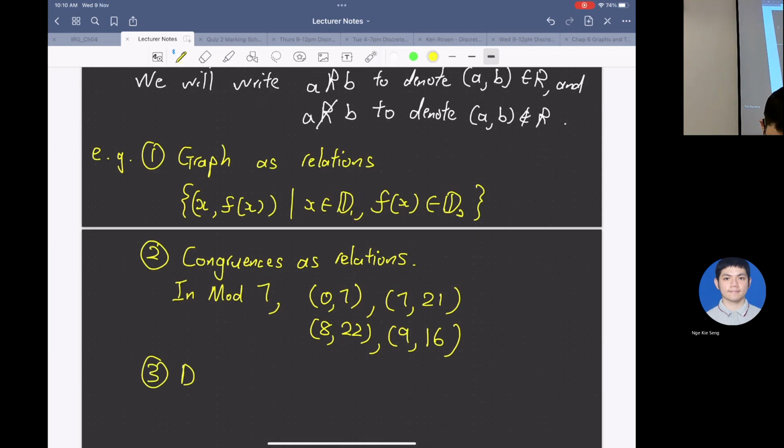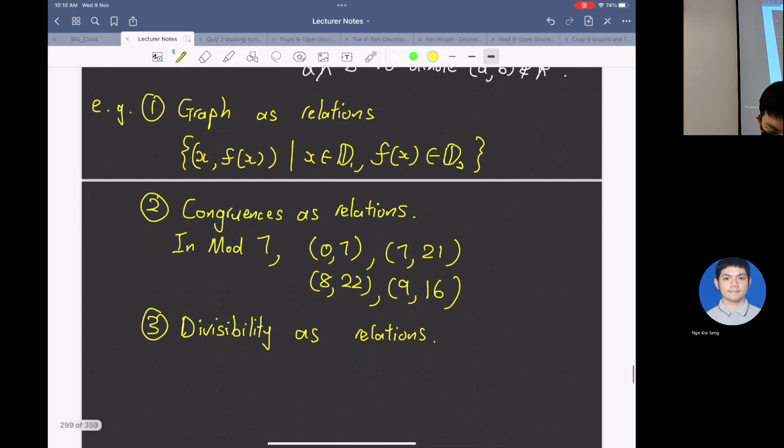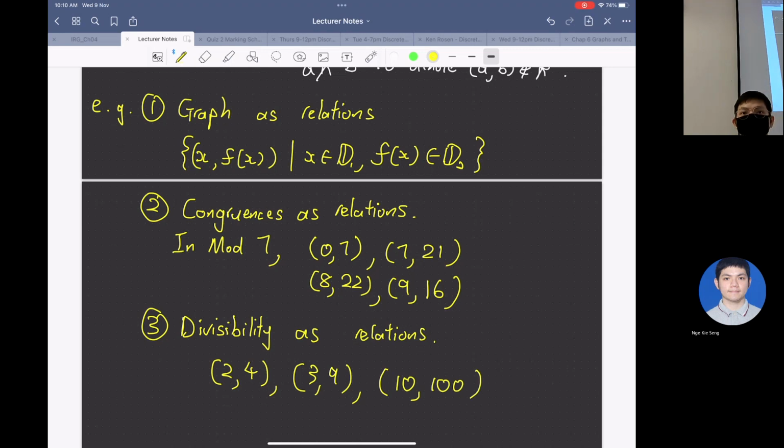And also, before congruence, you learned divisibility, right? So divisibility is also a relation. So when are they related? If A divides B. So for example, 2 divides 4, and then 3 divides 9, and 10 divides 100. So there's a way to relate two numbers. So these are all called relations.